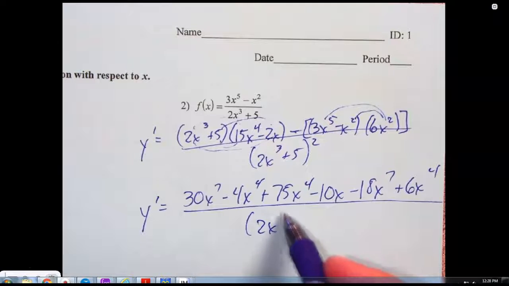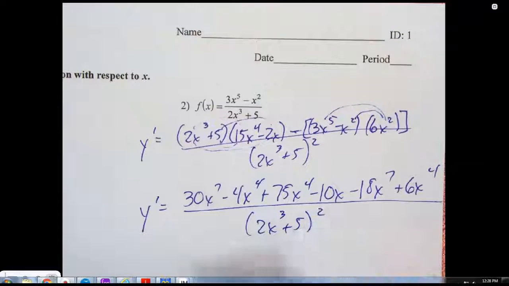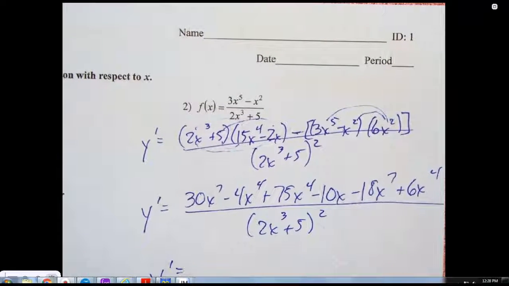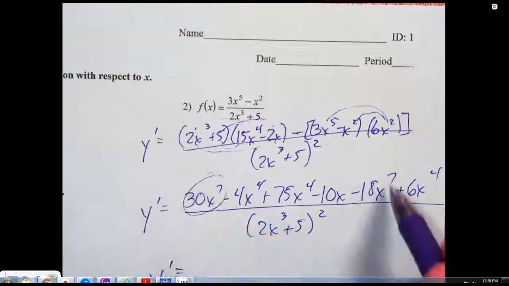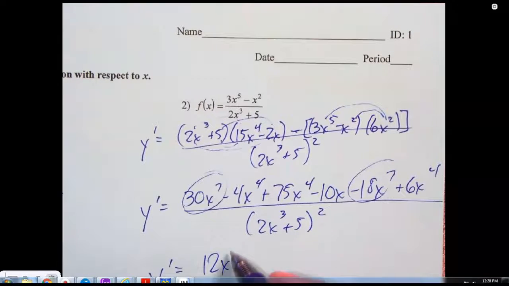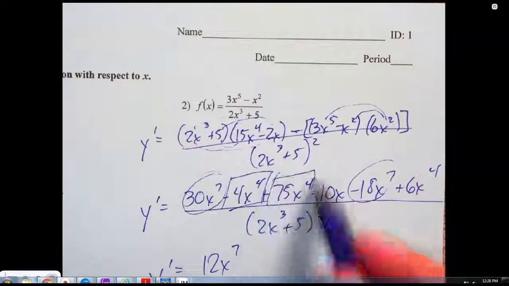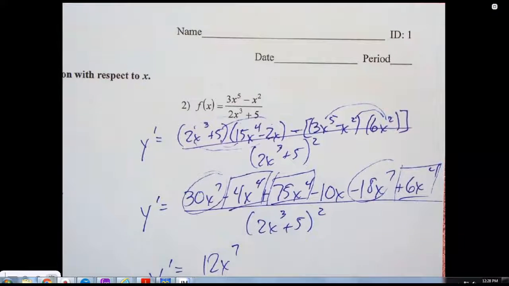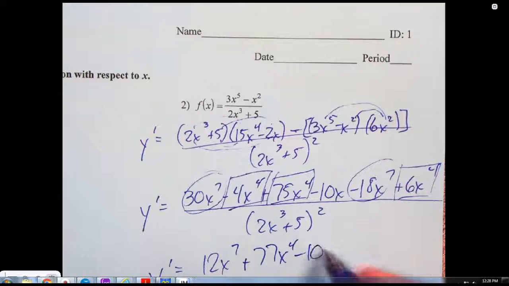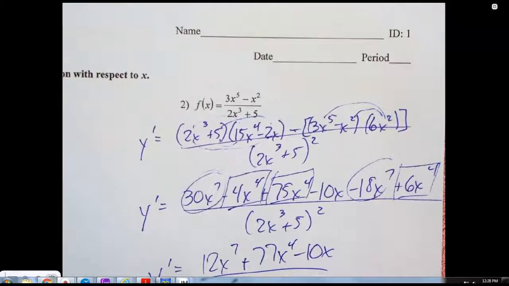All over the bottom squared. And then if I start combining like terms, I'm going to have 12 of the x to the 7ths. I'm going to have 77 x to the 4ths. And then the minus 10x is just left over. And the bottom stays squared.